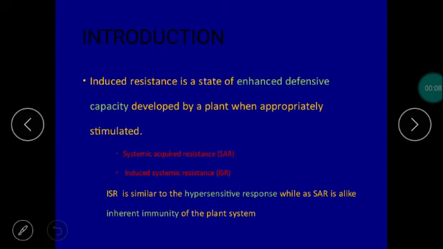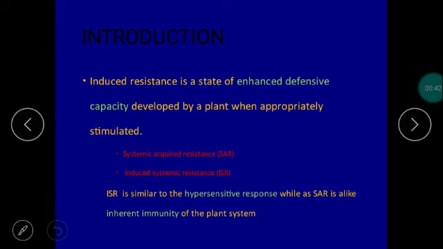Induced resistance is an enhanced defensive capacity developed by the plant when it has been attacked by a pathogen infection. There are two types of induced resistance, namely systemic acquired resistance and induced systemic resistance. Induced systemic resistance enhances the plant's defensive mechanism by the external application of certain chemicals or a non-pathogenic virulent strain. It is a hypersensitive response, where the plant exhibits an extreme defensive mechanism.